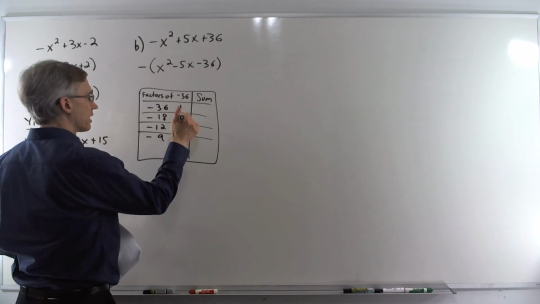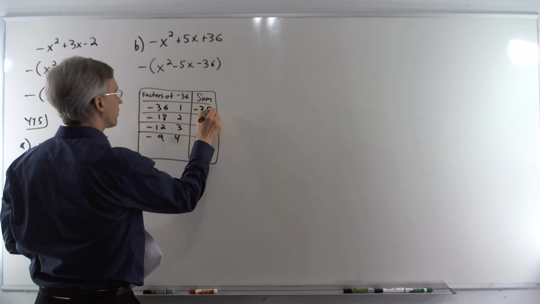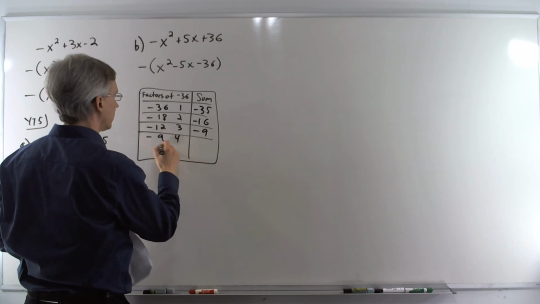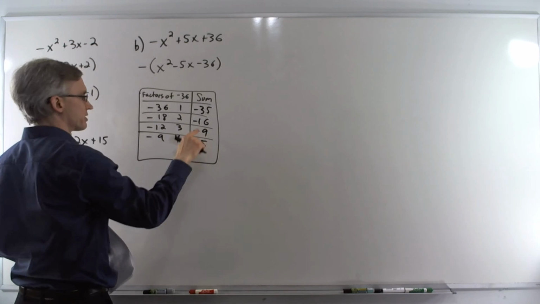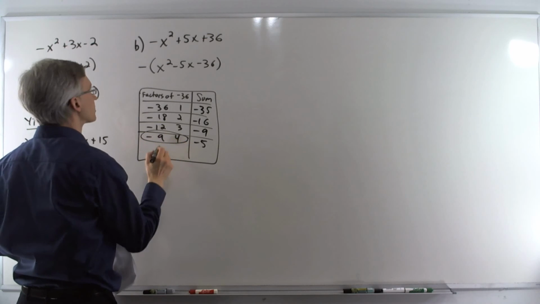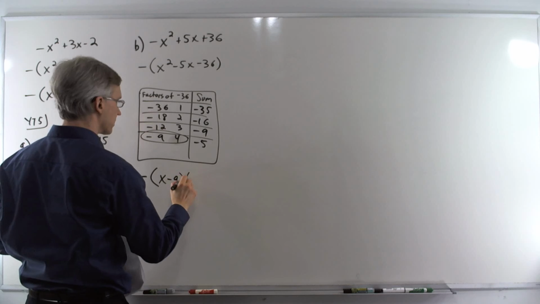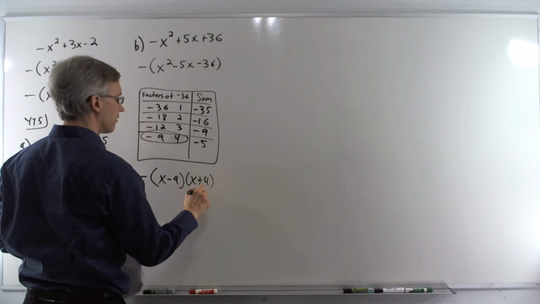Now when you add these together, you get negative 35, negative 16, negative 9, and negative 5. Trying to match negative 5, so there's our two numbers. So keeping the negative out front, we get x minus 9 times x plus 4.